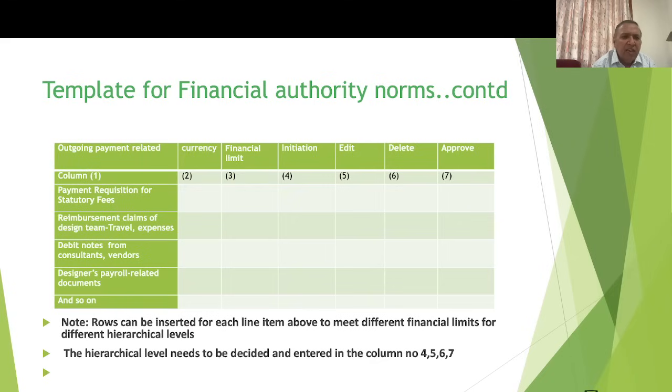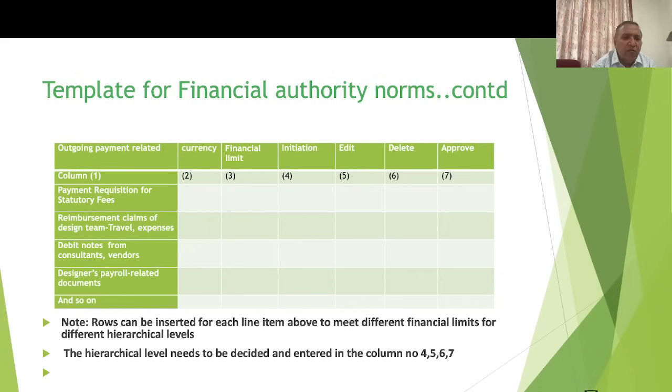Now payment requisition can be for the statutory fees or can be for anything else. So these need to be sent to the finance before they make the payments by different modes which I have mentioned earlier. Reimbursement claims for the design teams. Now, who can do that? What are the limits for local travel, international travel, and other expenses? And who can initiate, edit, delete, and approve the payments?